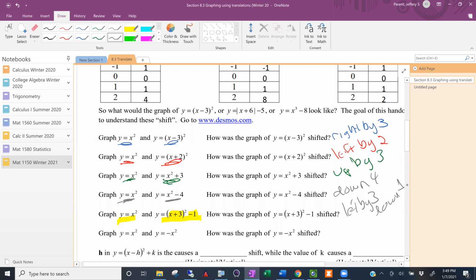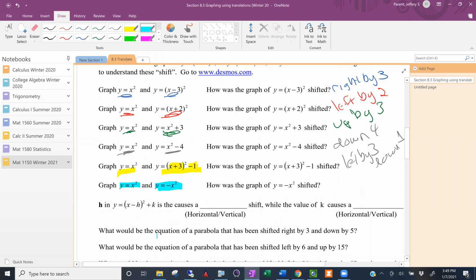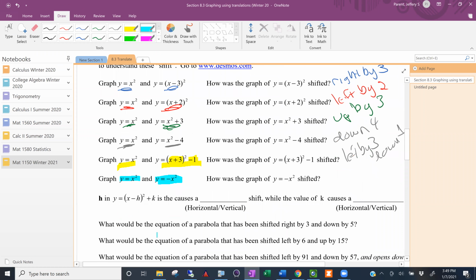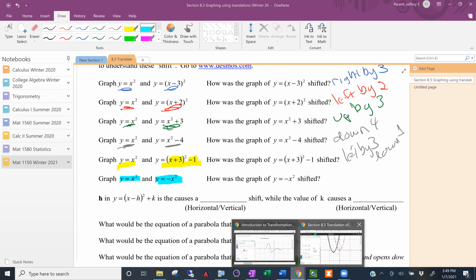All right, here's a new little twist for us. Let's take a look at this graph versus this one down here: the graph of y equals x squared versus the graph of y equals negative x squared. So there's probably several different things you could think of in terms of how this is going to change the graph. And let's just kind of see what happens here.